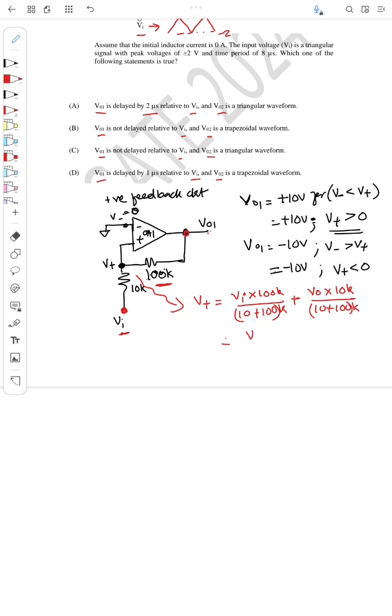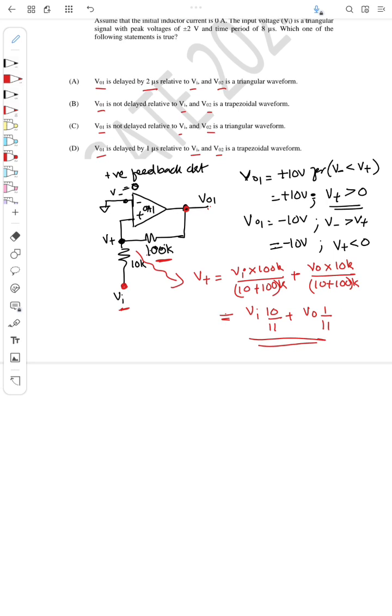So if I solve this, it will be 100k by 110k, right? So I can write this as Vi into 10 by 11 plus V01 into 10 by 110, so it will be 1 by 11, right? So this is V plus.